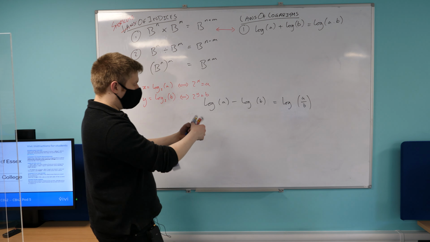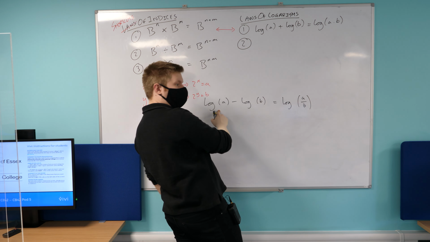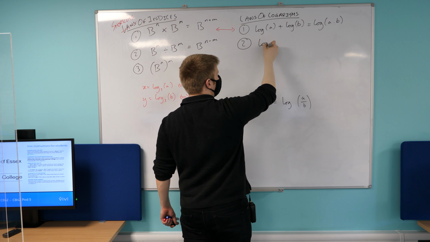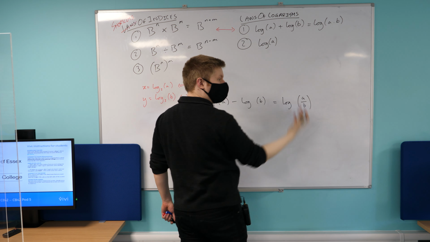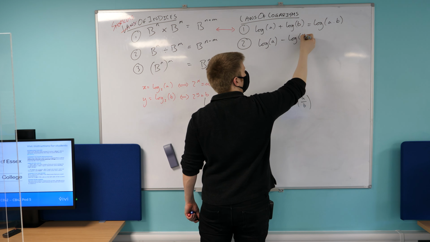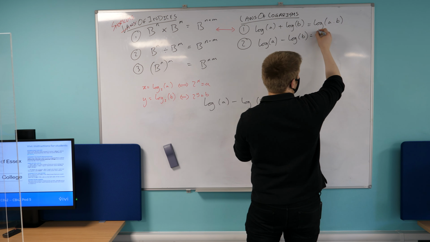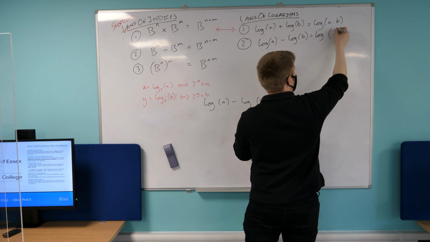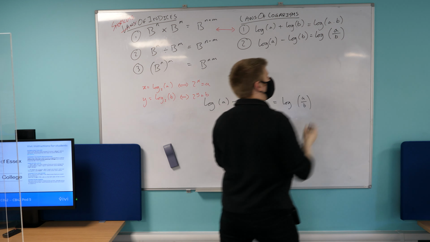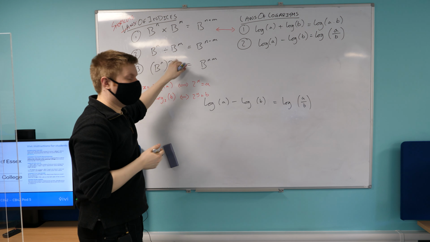So therefore, what I can say is that the second law of logs is going to be if I take log to some base of a, instead of adding, I'm going to subtract log to the base something of b. That should be the same as taking the same log to the base, but this time I should divide there. And are you happy that's kind of analogous to the second law of indices?